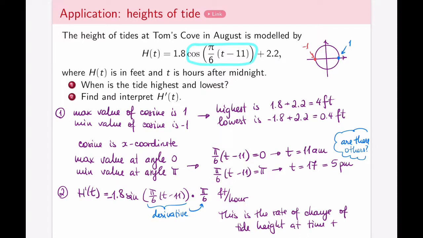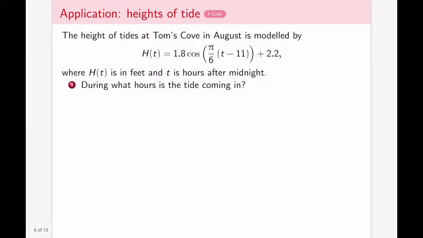Now, there are a number of other questions that one can ask, and in particular, one question that is connected to the first one here is, if we know when the tide is the highest and the lowest, what about when does it come in and when does it actually come out? This is the third part of this question here.